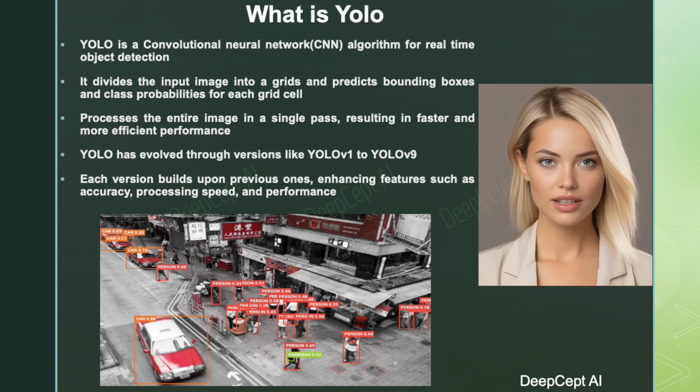Over time, YOLO has evolved through various versions, from YOLO v1 to YOLO v9, with each version building upon the previous ones to enhance features such as accuracy, processing speed, and overall performance. These advancements have solidified YOLO as one of the most influential and widely used algorithms in the field of object detection.